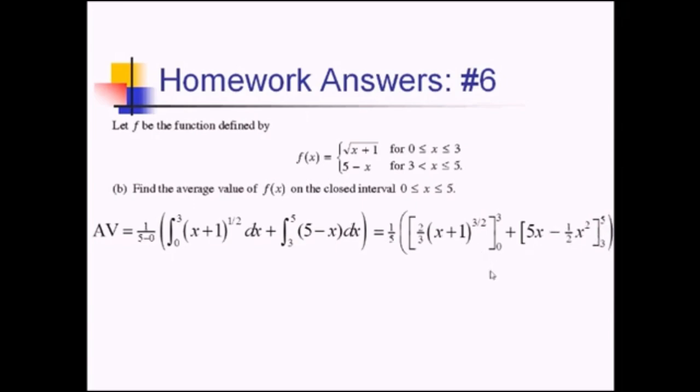And here's where it gets really fun. So I've got my 1/5 still, and inside a big parentheses now, I'm just going to keep this 2/3 outside, and I'm going to do this stuff with 3 and 0 plugged in inside. So I've got 2/3, and then this stuff with 3 plugged in, and I'm going to rewrite this as the square root of x plus 1 cubed. So I've got a 3 plugged into that. And now I'm going to be subtracting essentially this with 0 plugged in.